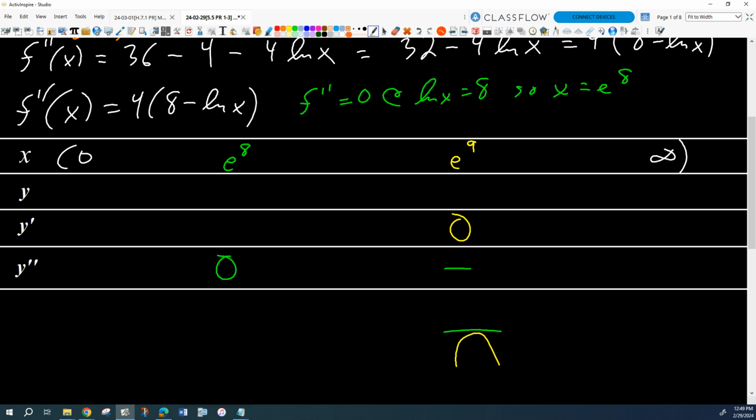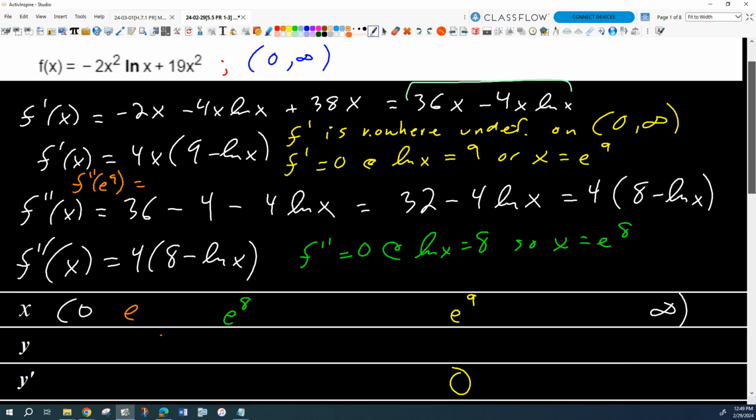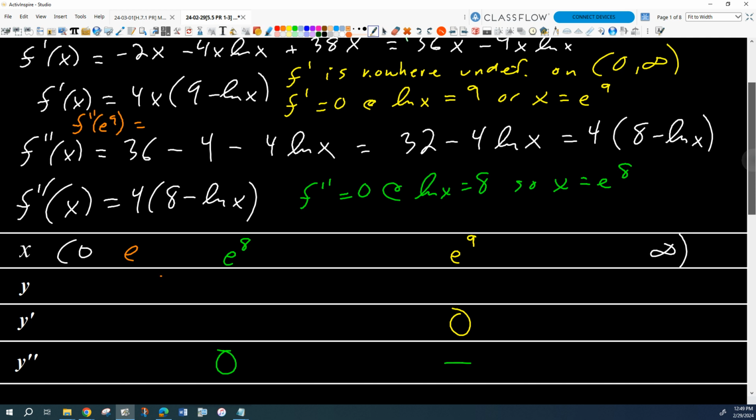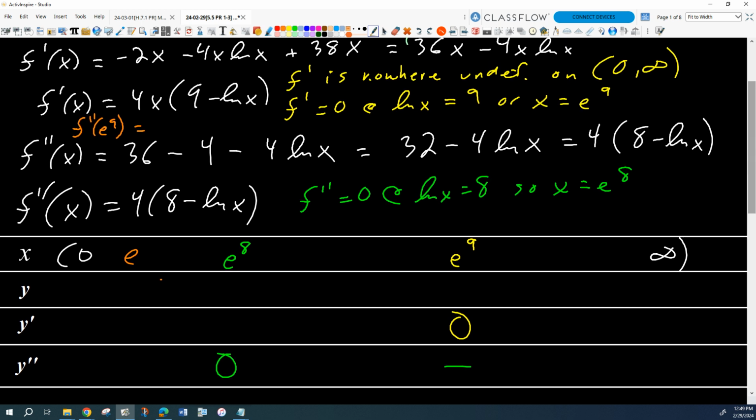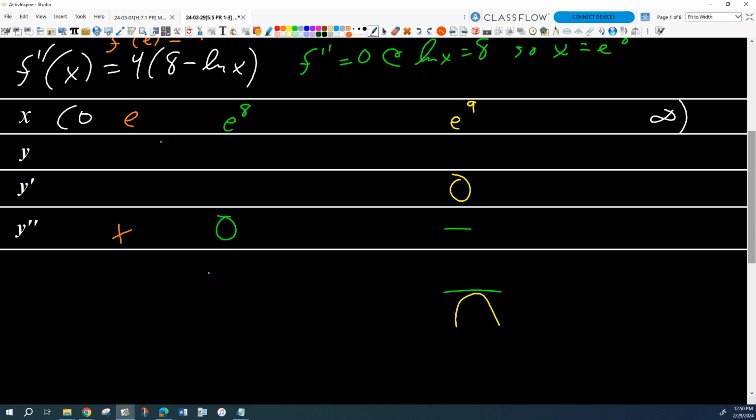Let's just pick e. So the value of the second derivative at e, f double prime of e, is going to be 4 times 8 minus 1, right? Positive. Okay, that's a happy face. So this is an inflection point. There you go.